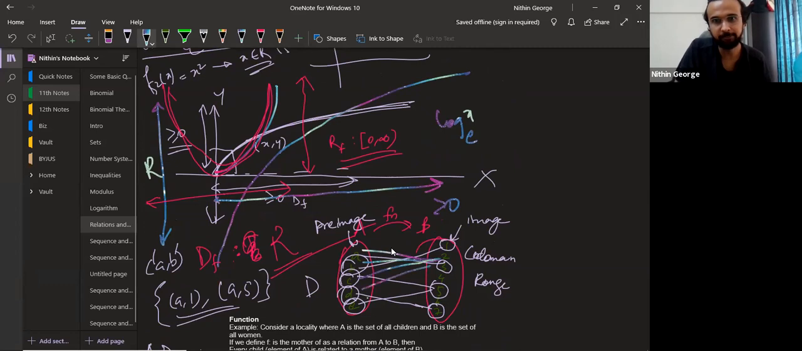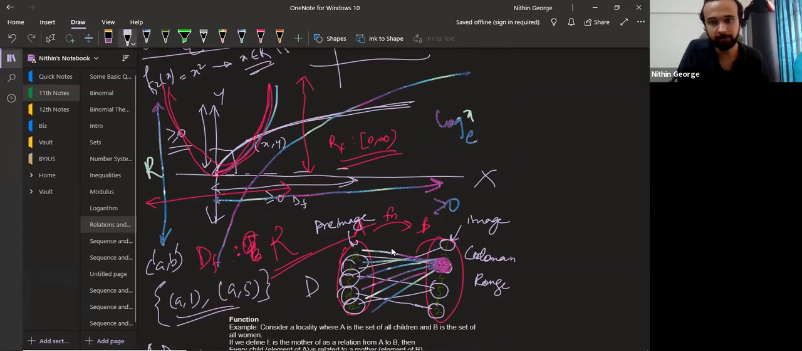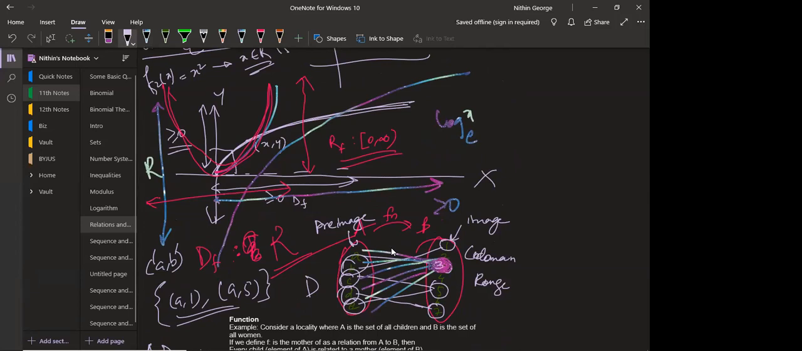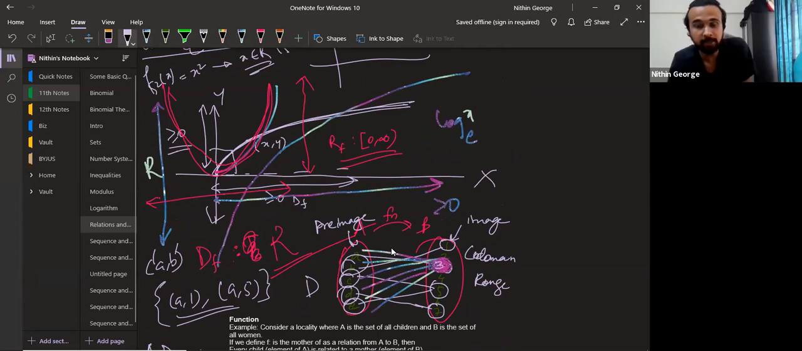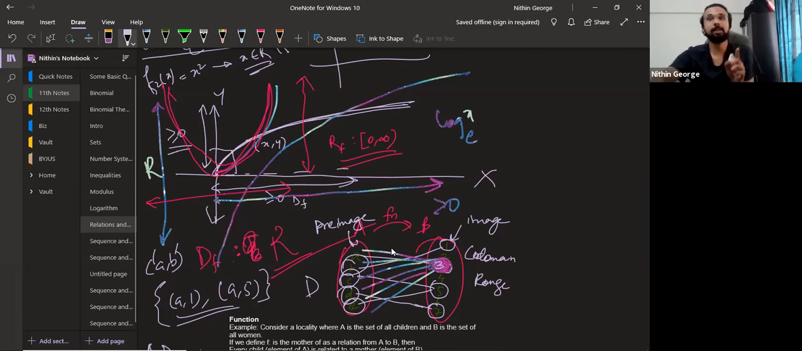Is this a function? No, sir. Why is it not a function? Because, sir, it has a unique image. Yes. So that's the confusion I wanted to clarify.